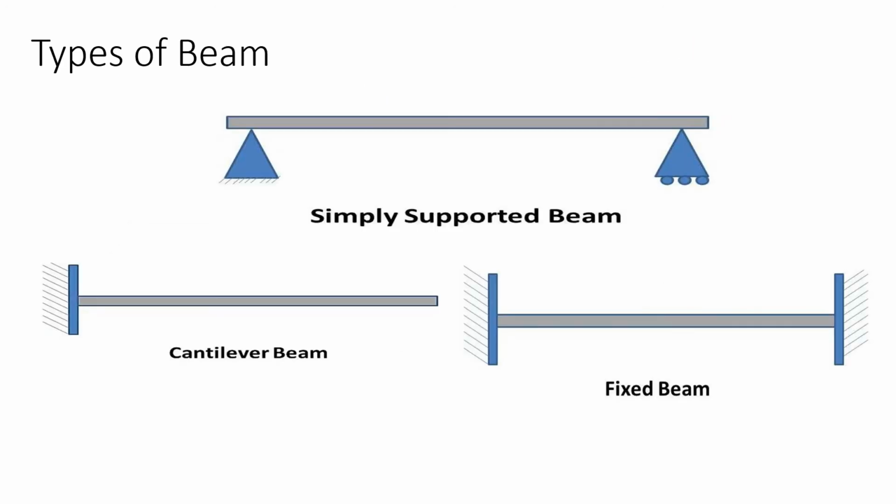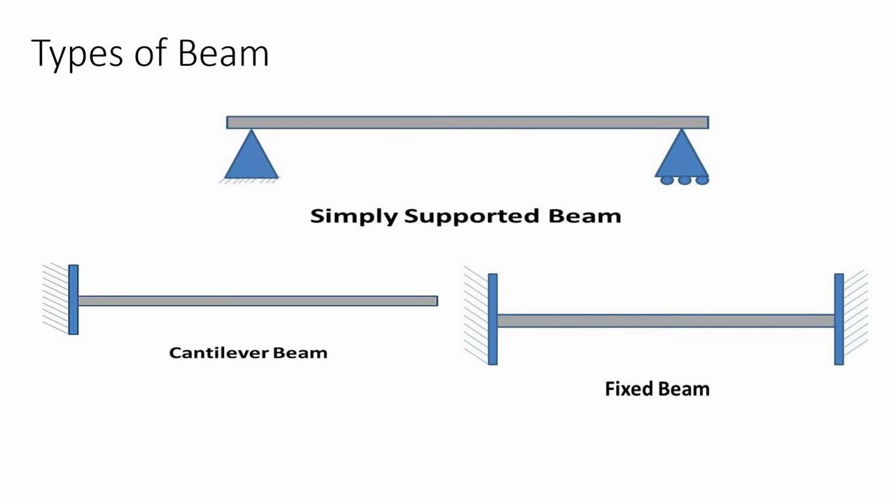So after discussing the types of support, we have to discuss the types of beam. The first type is a simply supported beam. If you see this diagram, this beam is resting on simple supports. That is, one is hinge support and another is roller support.